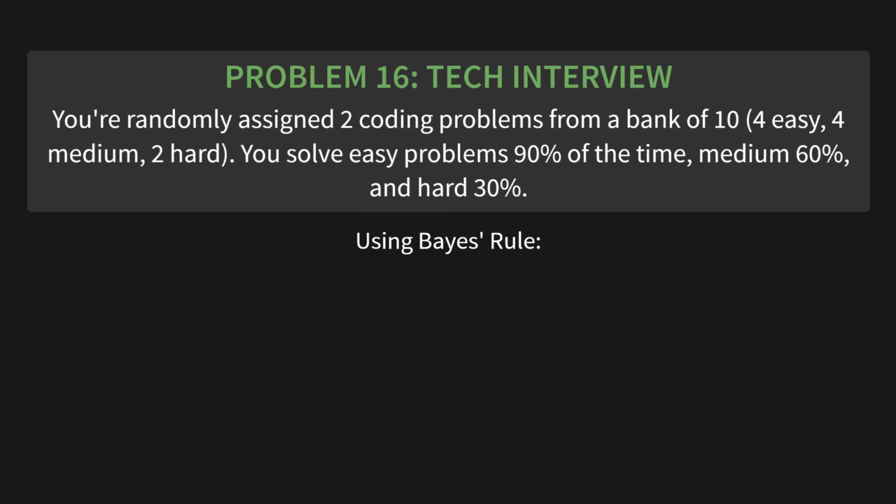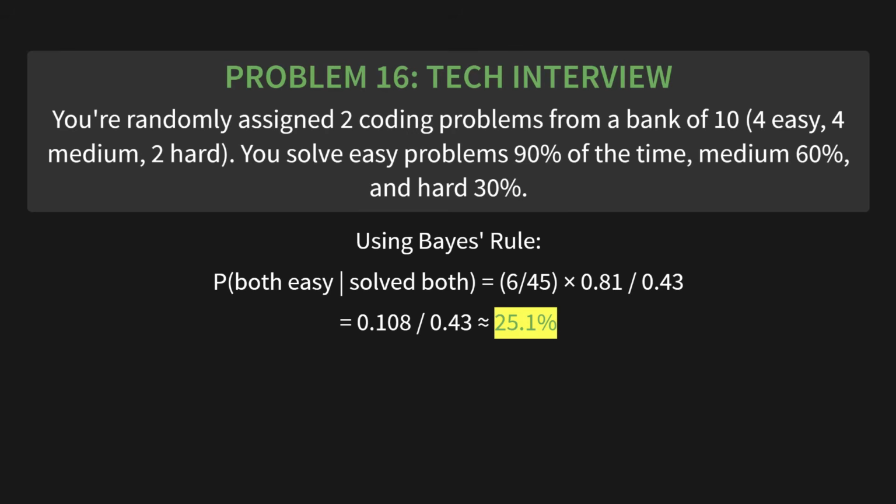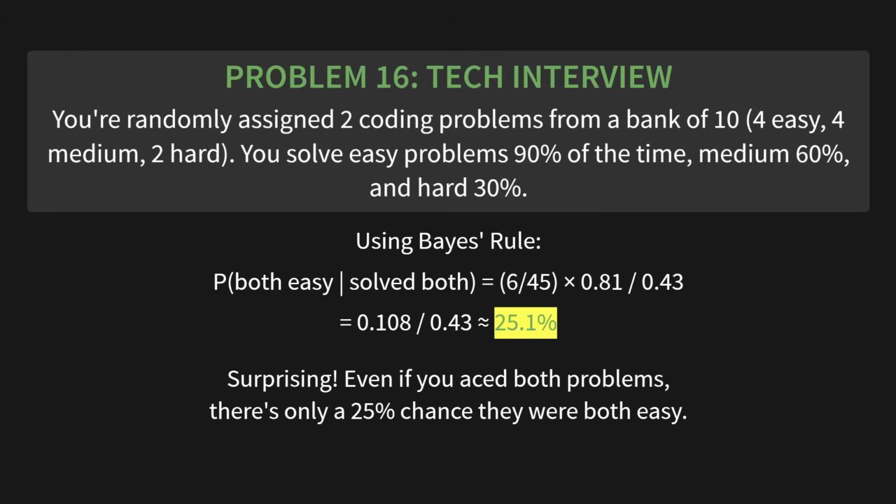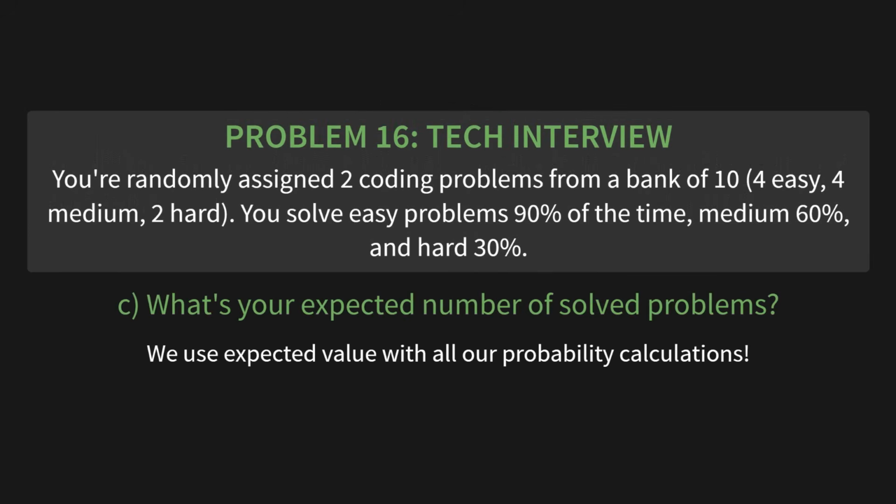Now for the shocking conclusion. Using Bayes' rule, if you solve both problems, the probability they were both easy is only 25%. Wait, what? You crushed the interview, but there's only a 1 in 4 chance both problems were easy? That's right. Your success could mean easy problems, or it could mean you're just that good. The math doesn't lie. Perfect performance doesn't necessarily mean easy questions. The last question, on average, how many problems do you expect to solve?